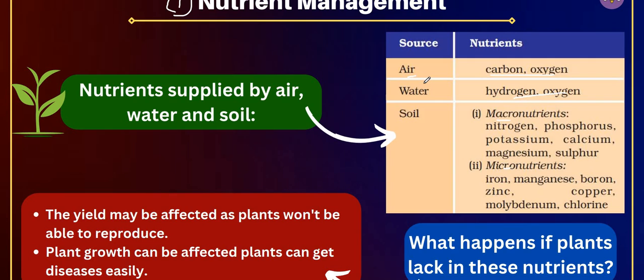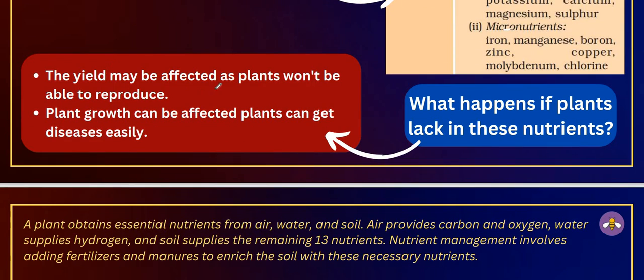So nitrogen is present in air, phosphorus, calcium, magnesium, sulfur and potassium. You have to learn it by heart. The yield may be affected as the plant won't be able to reproduce. So what will happen if these nutrients are lacking in a plant?